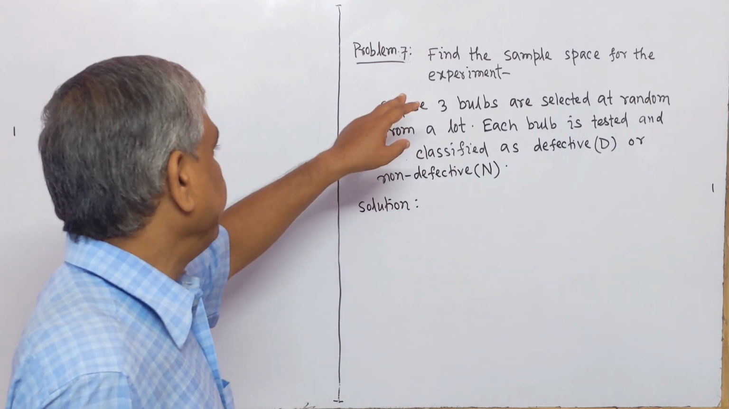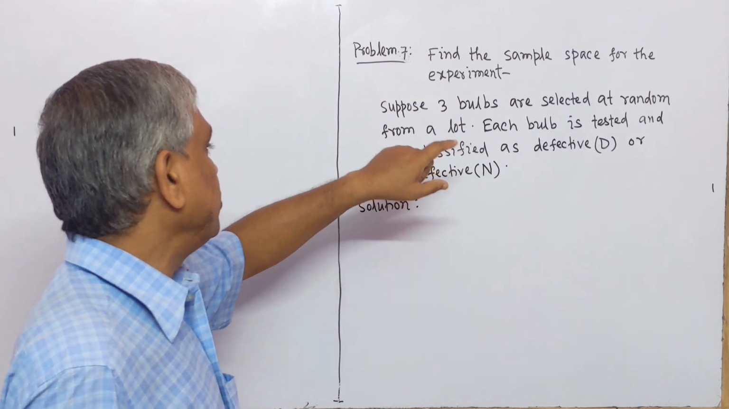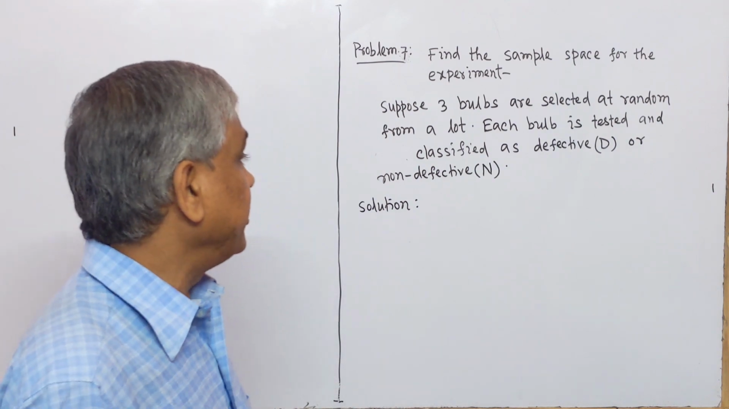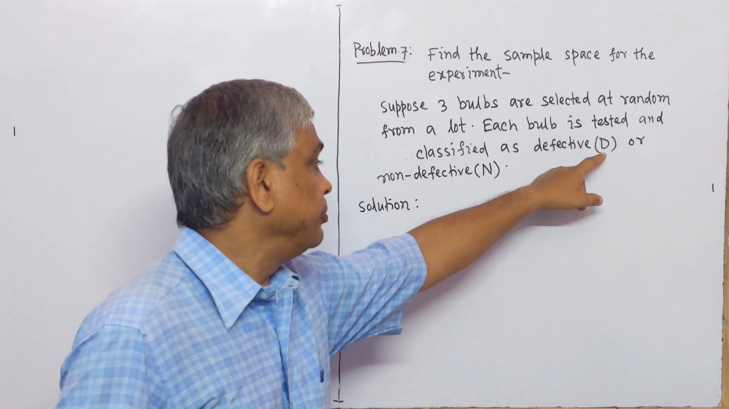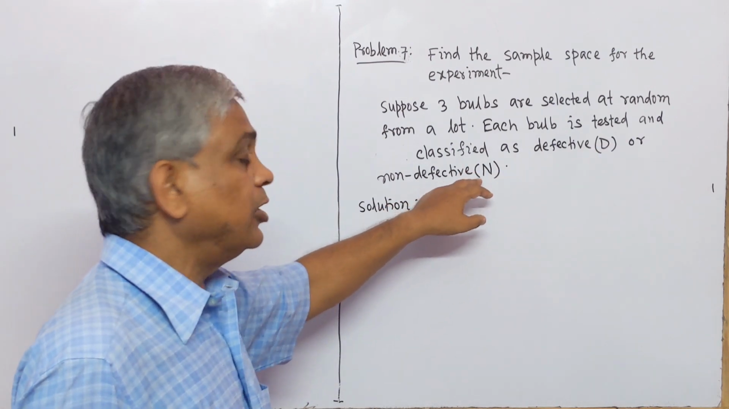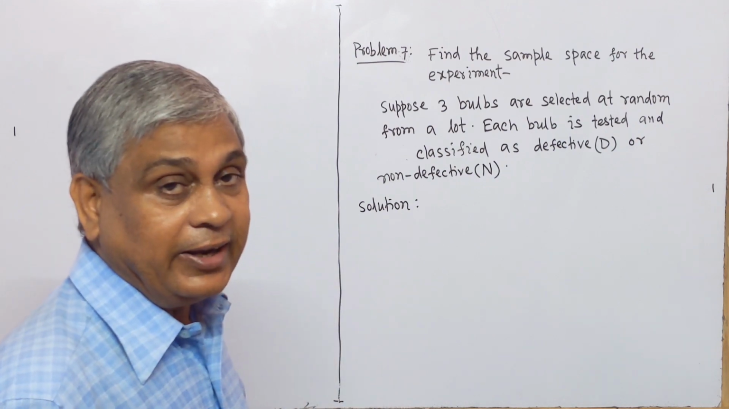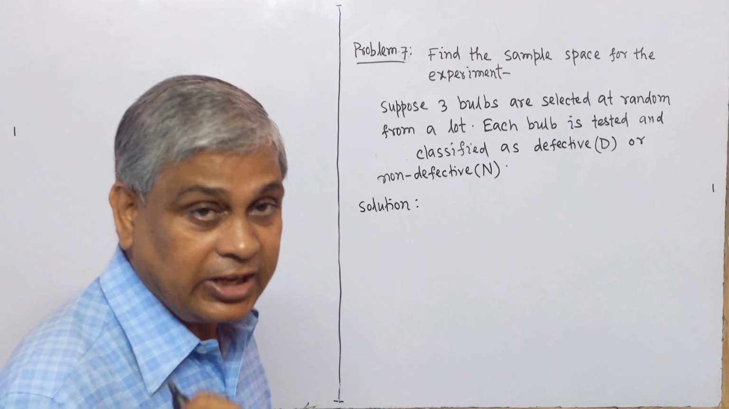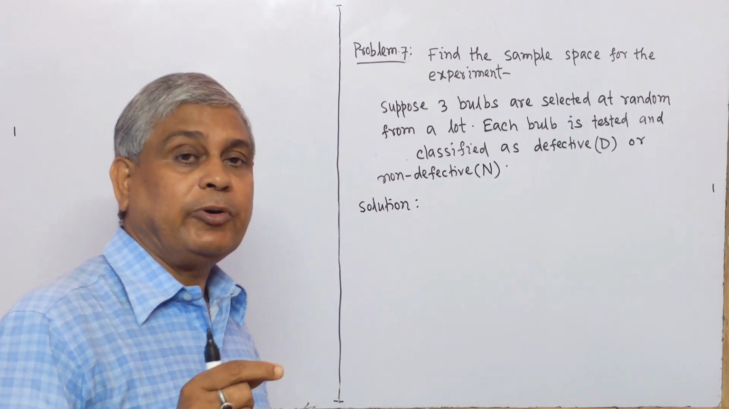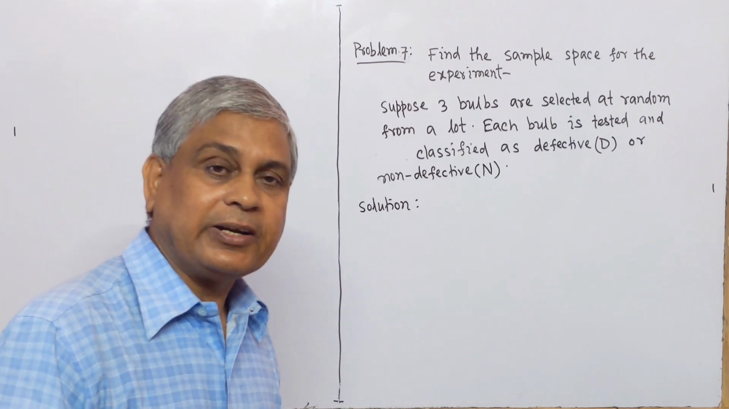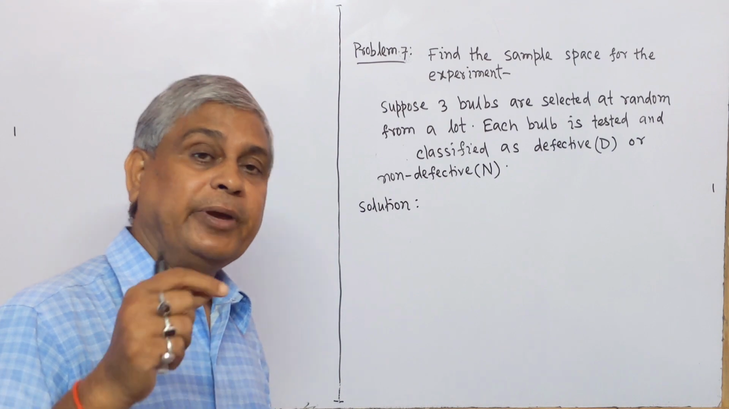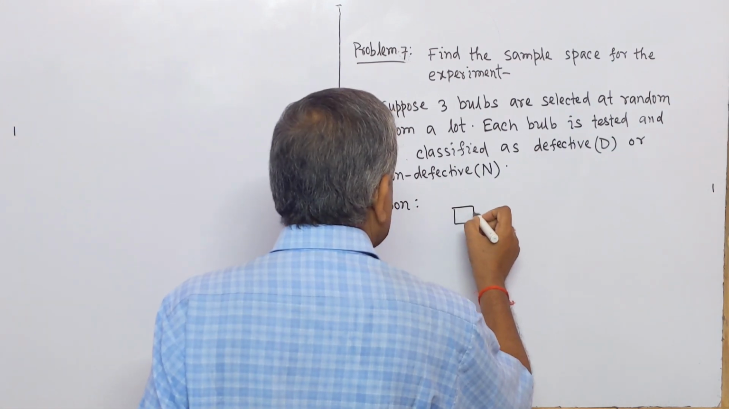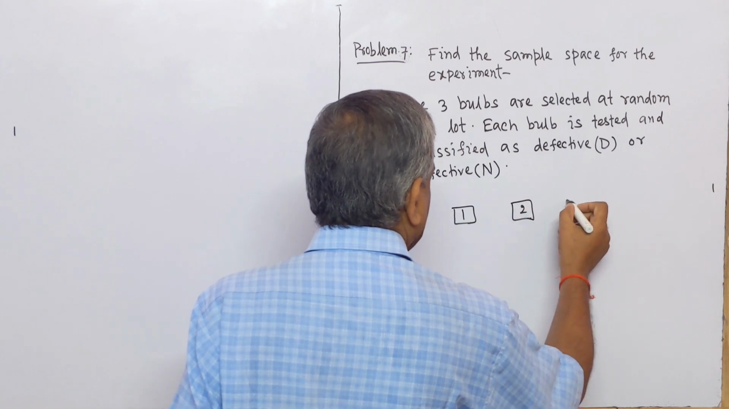Now we solve the next problem. Find the sample space for the experiment. Suppose 3 bulbs are selected at random from a lot. Each bulb is tested and classified as defective, symbol is D, or non-defective, symbol is N. Then we have to find the sample space of this experiment. Since we have to select 3 bulbs, the first bulb may be defective or may not be defective. The second bulb may be defective, may not be defective. The third bulb may be defective, may not be defective. So for this we make a table: first bulb, second bulb and third bulb.